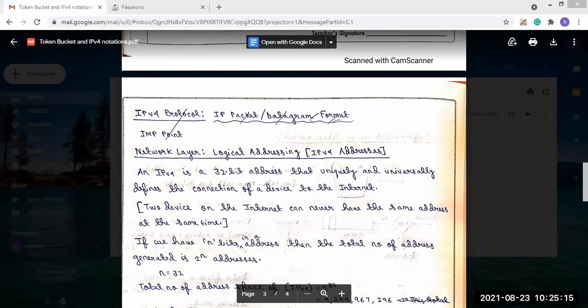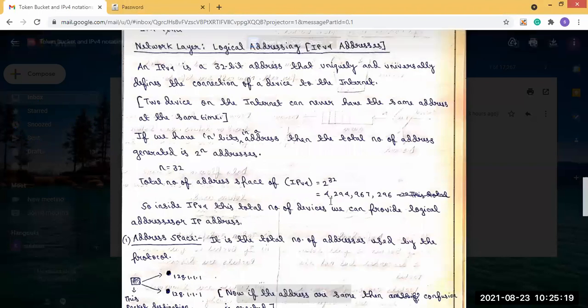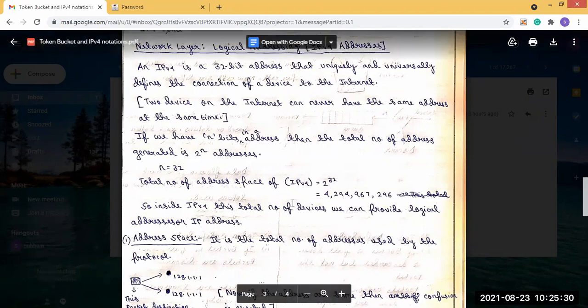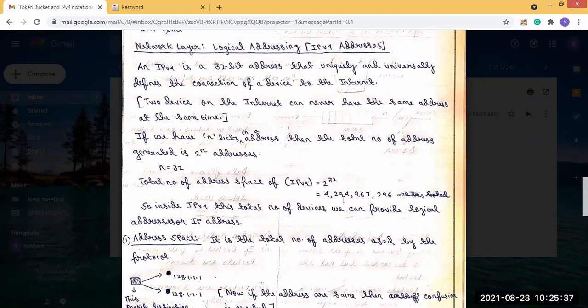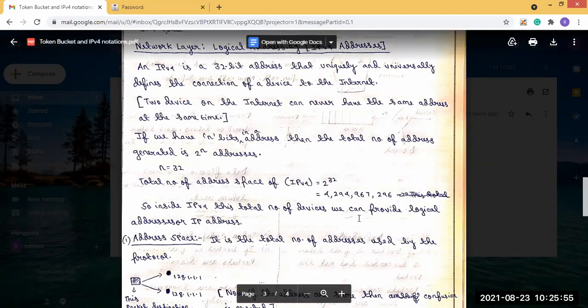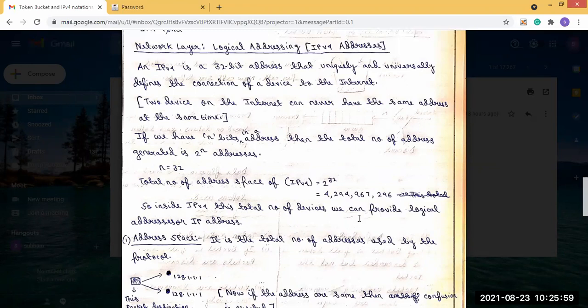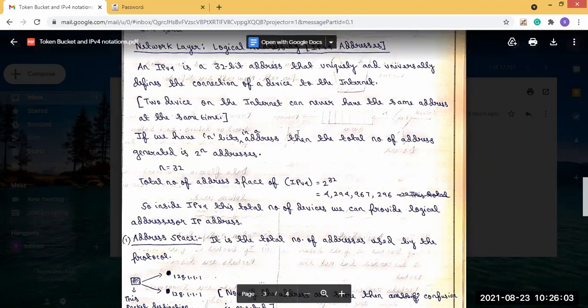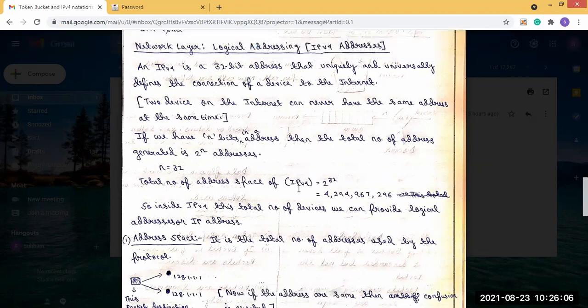So 2 to the power 32 means the total address space will be 2 to the power 32, and its value is 4,294,967,296, about 429 crore. This is the total number of devices to which we can provide an IPv4 address. So this is our total IPv4 addressing.